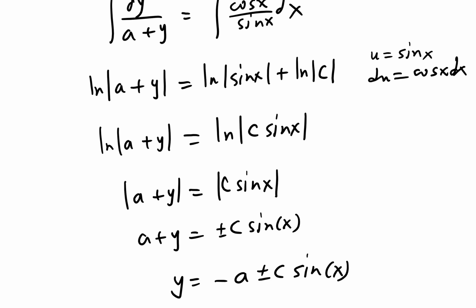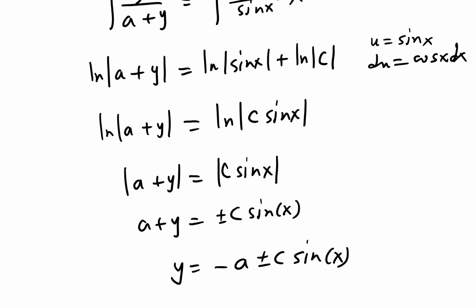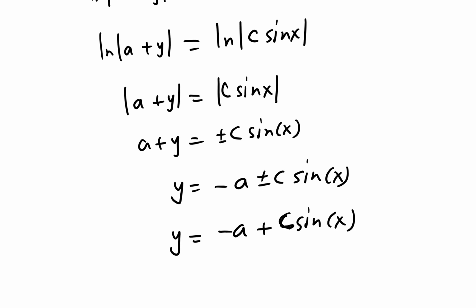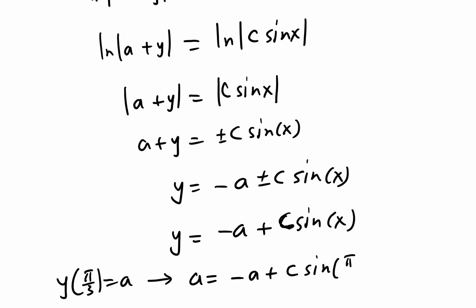They said also y of pi over 3 is a. So again, if you want, you can replace this with plus k sine x, or even c. It's fine. It's at the end a constant. Again, they give us y of pi over 3 is a. So how do you use this? y is a, and x is pi over 3.